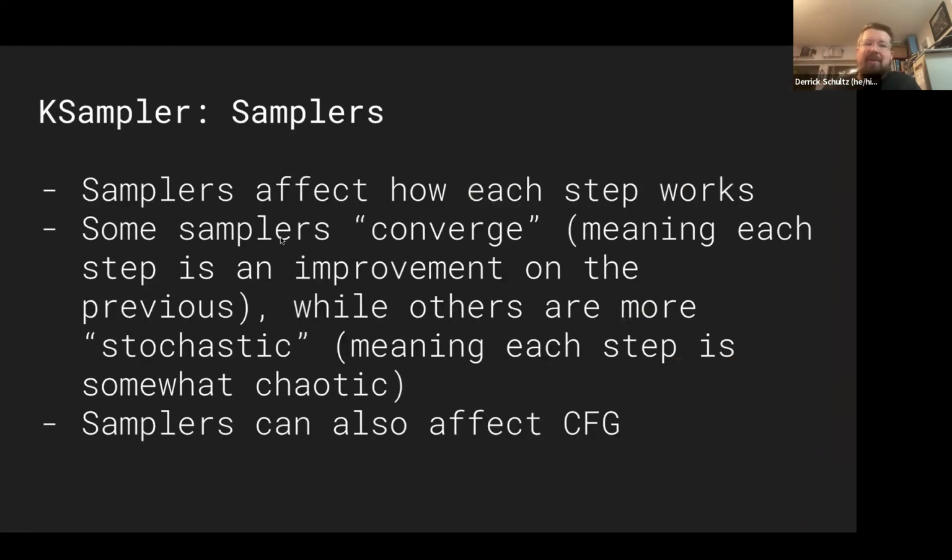One of the interesting things about some of these samplers is some of them do what we call converge, meaning from step 5 through step 20, there's very, very little difference in the image generation. It just gets slightly better quality as it goes through it. Whereas other samplers are what we call stochastic, which means as they denoise, they also add more noise back in, which means they tend to be more creative and generate more diverse images, but they're also harder to control.